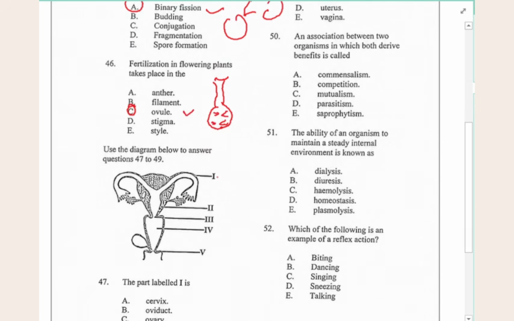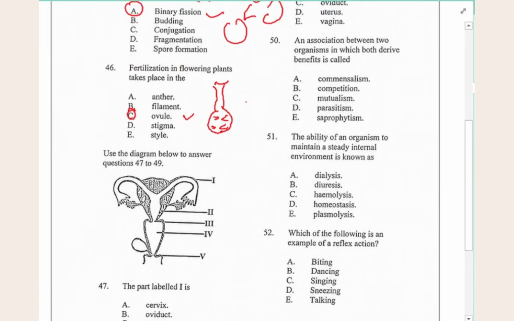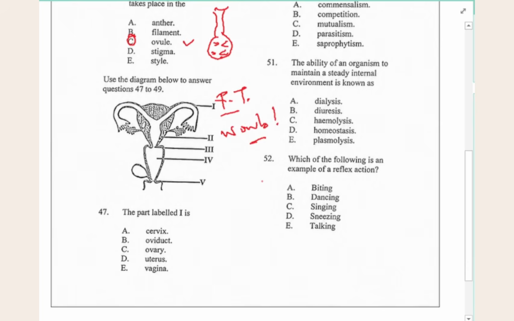47 to 49, we are given the diagram to use there. So let's label it quickly. This is going to be your fallopian tube, okay, or your oviduct. This is going to be your womb. So let's see the answer, or your uterus. So or uterine lining, as the case may be.